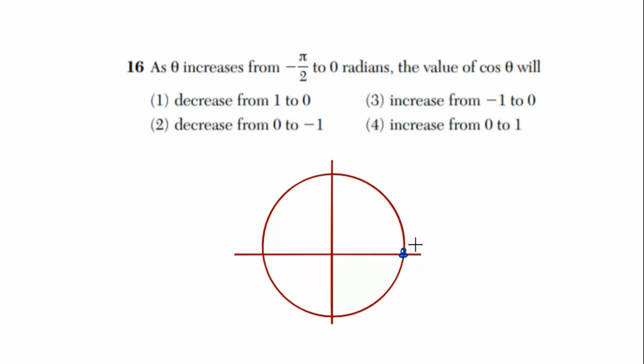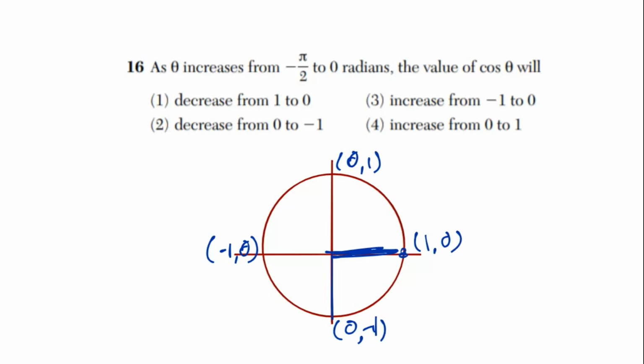But here, this would be 1, 0. Up here would be 0, 1. Back here would be negative 1, 0. And down here would be 0, negative 1. Okay. So they're saying, as it goes from negative pi over 2 to 0, negative pi over 2, remember, we always start at the positive x-axis. Negative pi over 2 would be me going down a quarter turn down here. So we're right at this point.